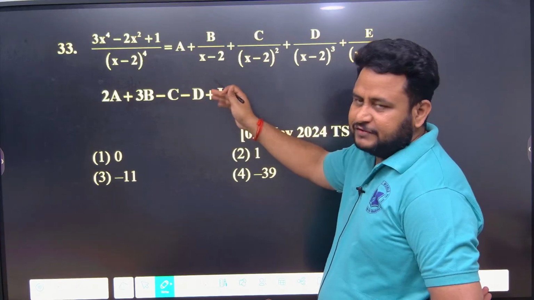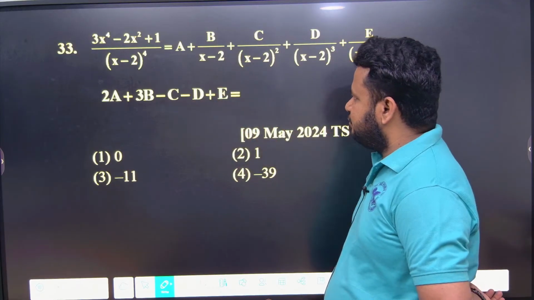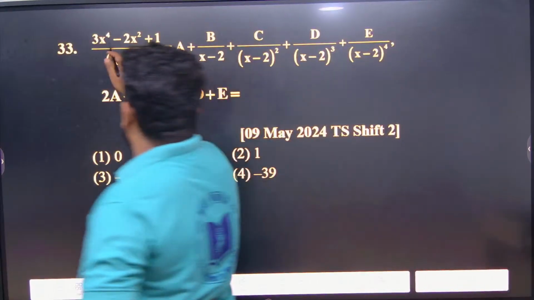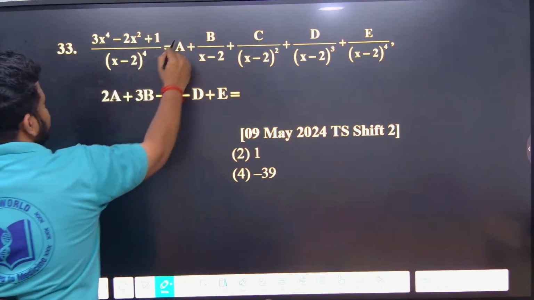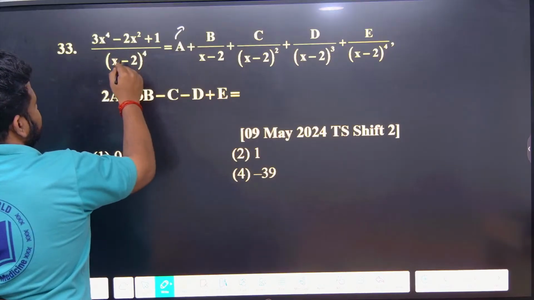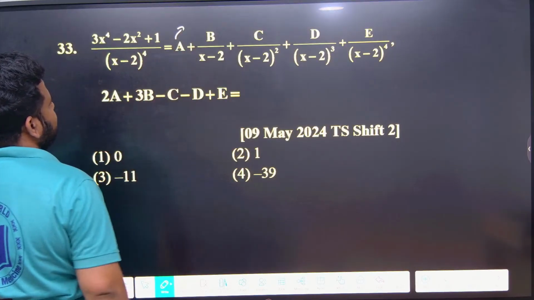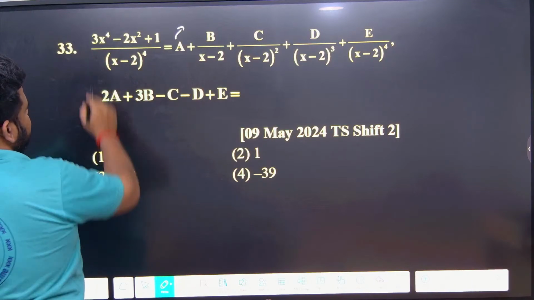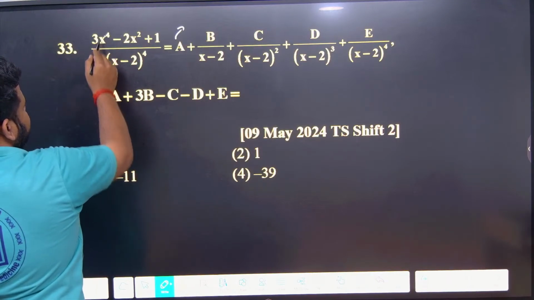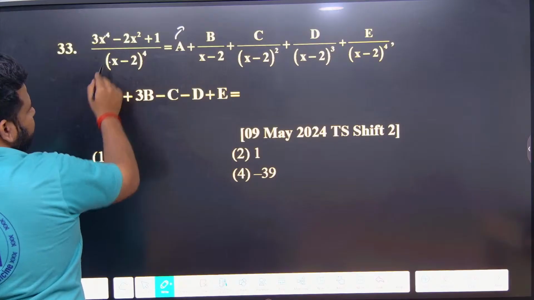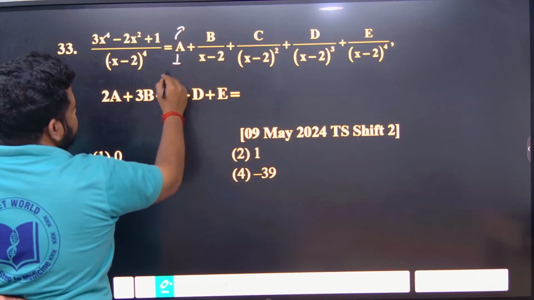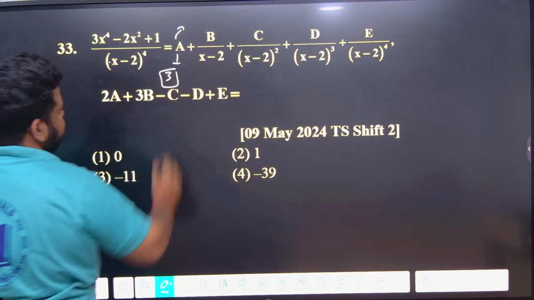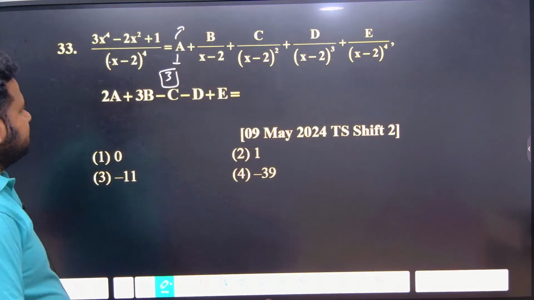We have to find p of x, that is given as a. Here the degree of numerator and denominator are the same, that means I will get a constant value, since 4 minus 4 is equal to 0. So a will be a constant value. What is that constant value? The coefficient of x power 4 in the numerator is 3, and in the denominator it is 1. So I can write a as 3 by 1, that is nothing but 3. I get the value of a as 3.